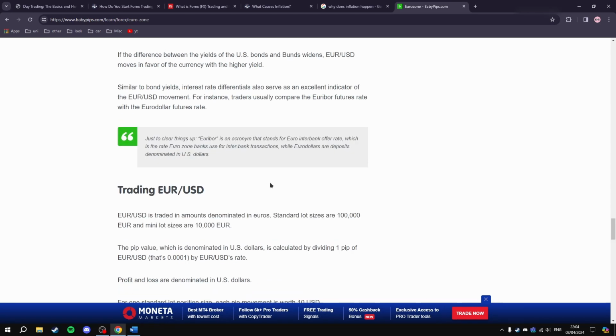Just to clear things up, Euribor is an acronym that stands for Euro Interbank Offer Rate, which is the rate Eurozone banks use for interbank transactions, while Euro dollars are deposits denominated in US dollars.